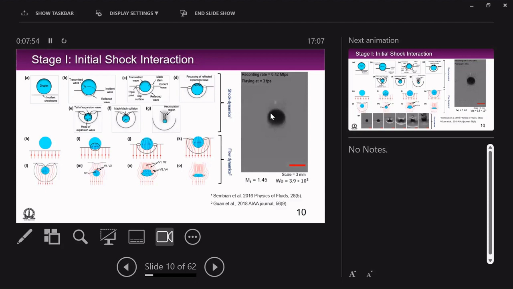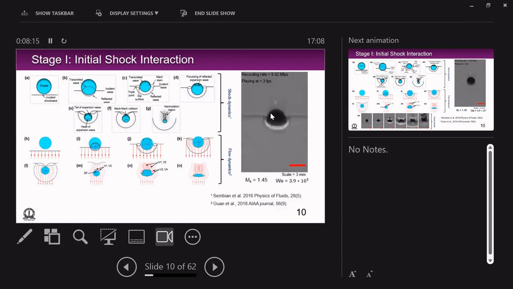So what happens when there is an incident shock? There is a transmitted wave inside. The transmitted wave ultimately forms the slip surface and the Mach stem. Then there is a focusing of the reflected expansion wave. Ultimately, this leads to a recirculation zone behind the droplet. This is what the shock does.